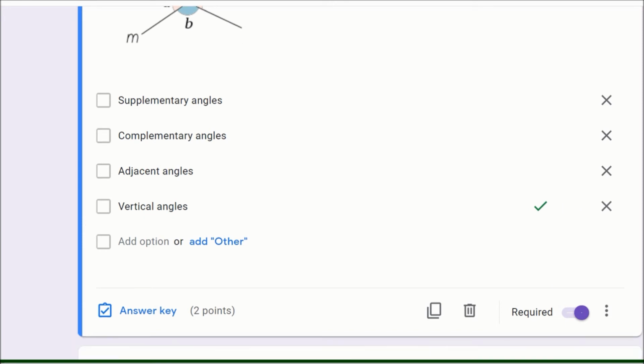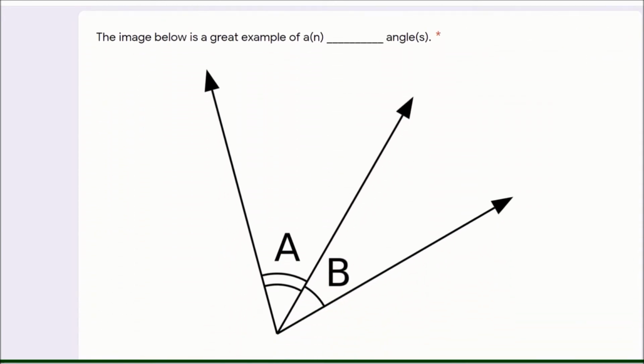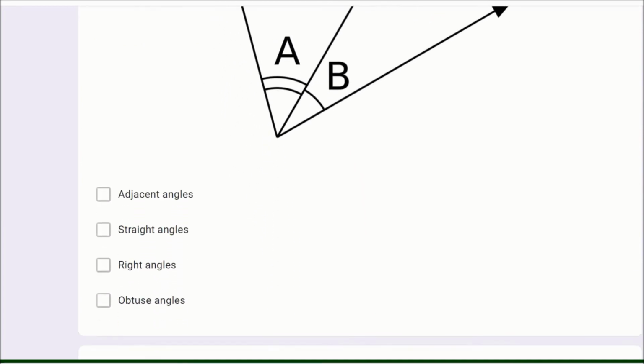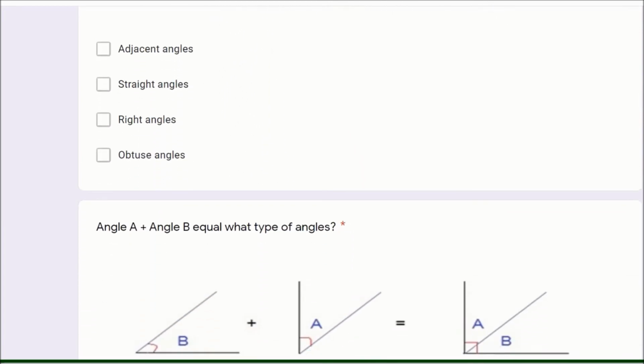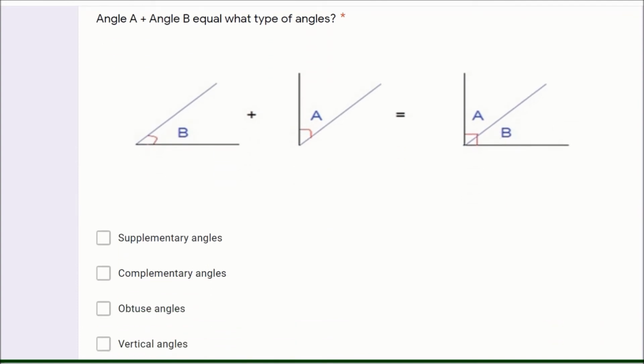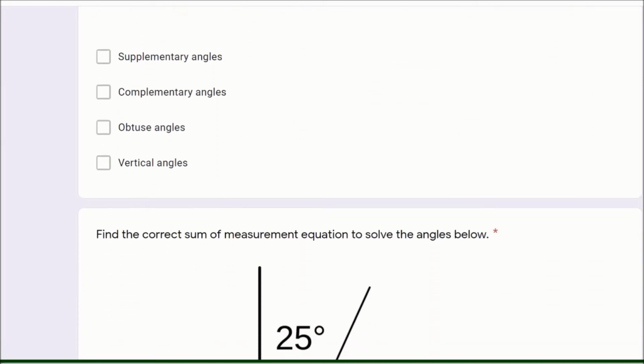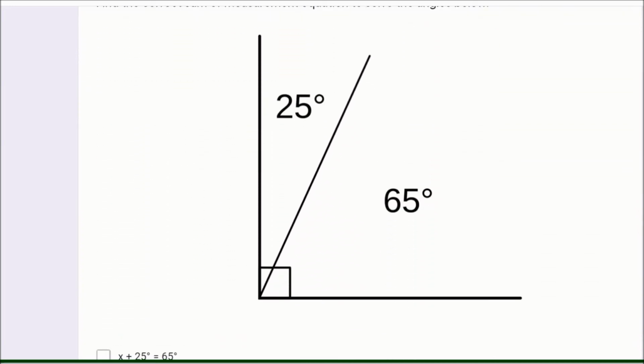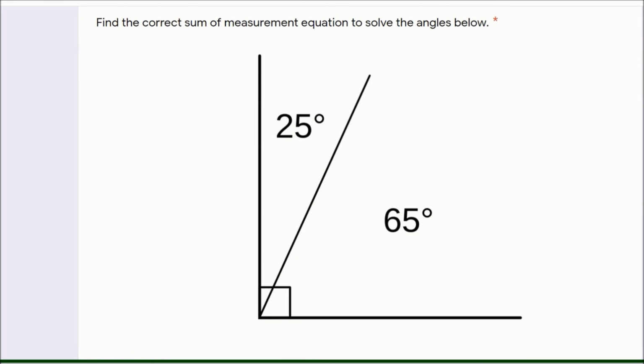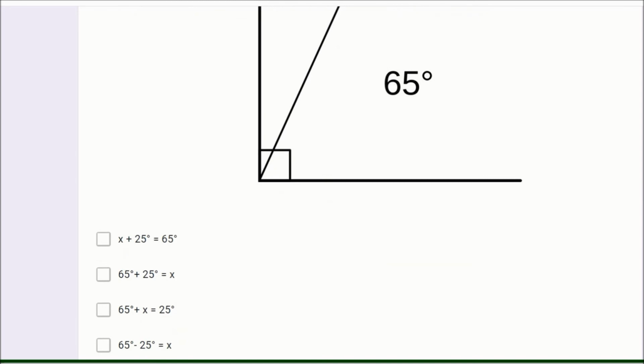And that's pretty much it for the students. We have one more here. The image below is what kind of angle? Now we show the kids how to add angles to get an understanding of supplementary, complementary, or vertical angles. To add the sum of an angle, we use algebra so they can see how to solve for the unknown angle.